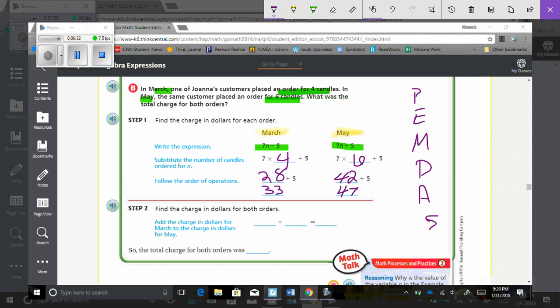Step 2, find the charge in dollars for both orders. Okay, so now we're just going to add those 2 together. 33 plus 47. Add those up. 7 plus 3 is 10. Carry the 1. 4 plus 3 is 7. Plus 1 is 8. So we have 80. So the total charge for both orders was 80. Do not forget your units. $80. So all we're doing is combining everything that we've already done into one problem.